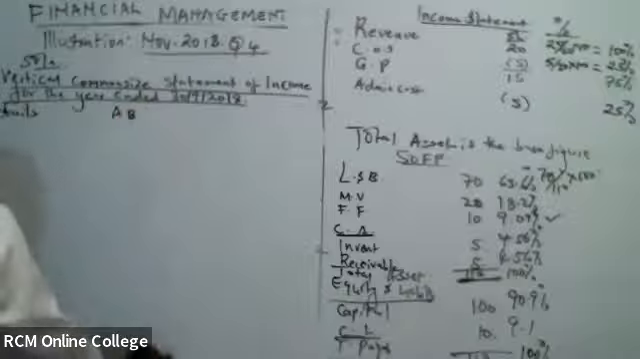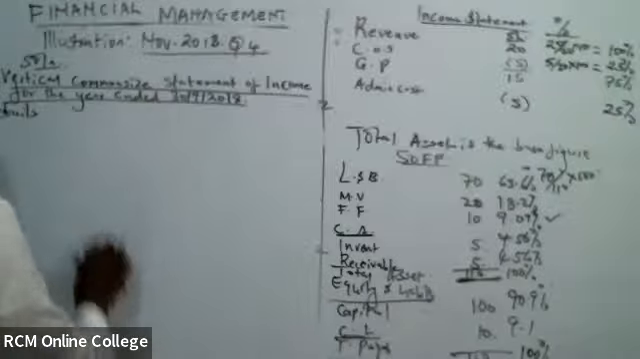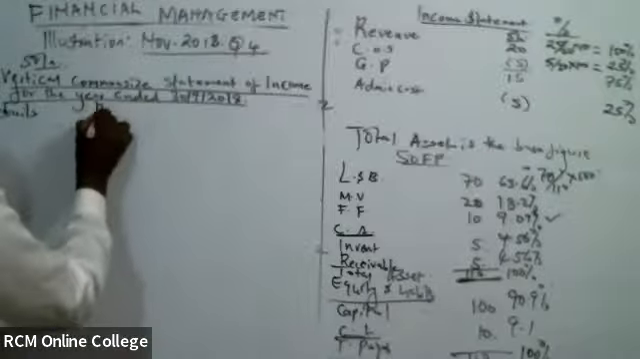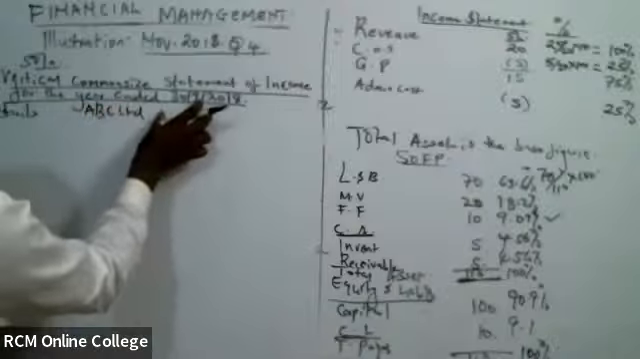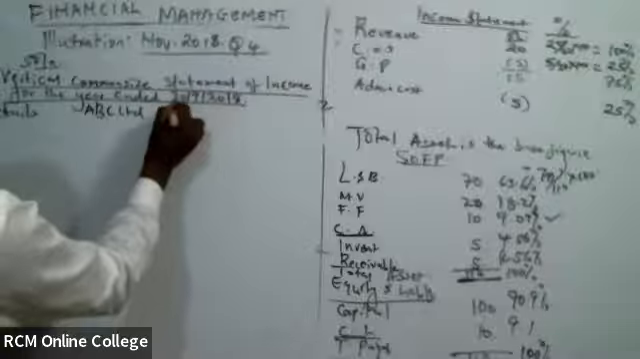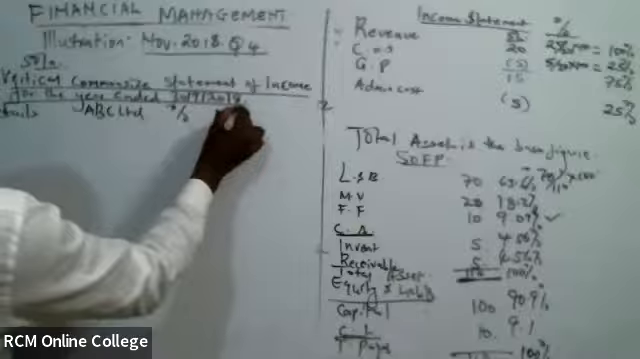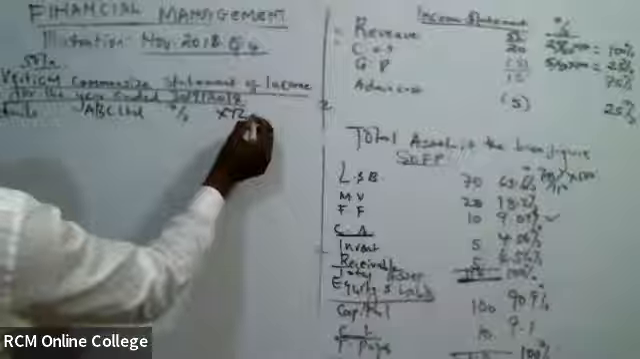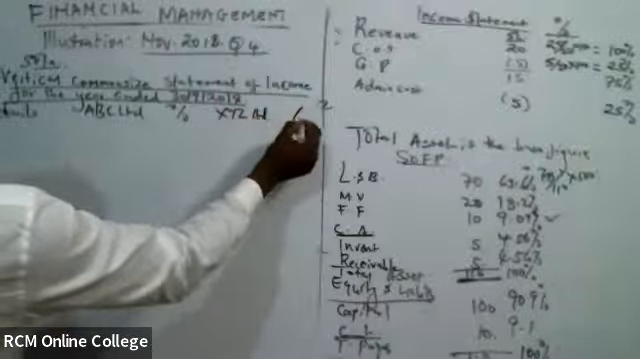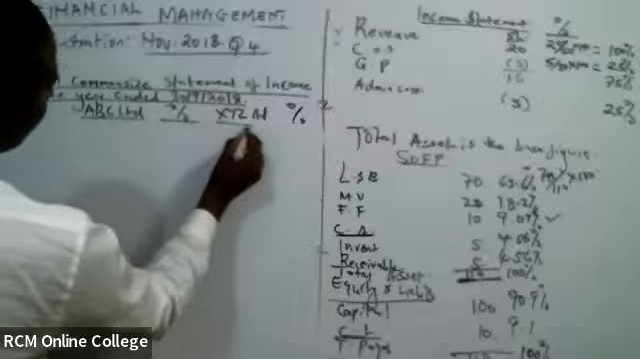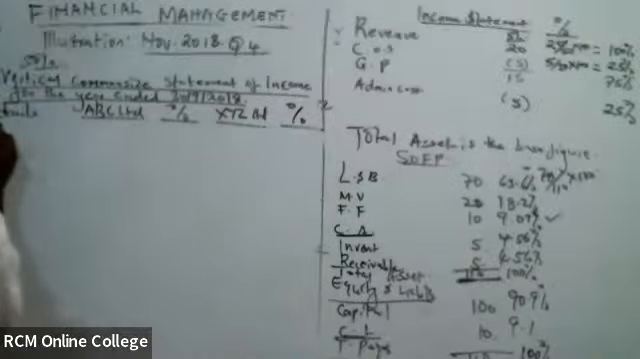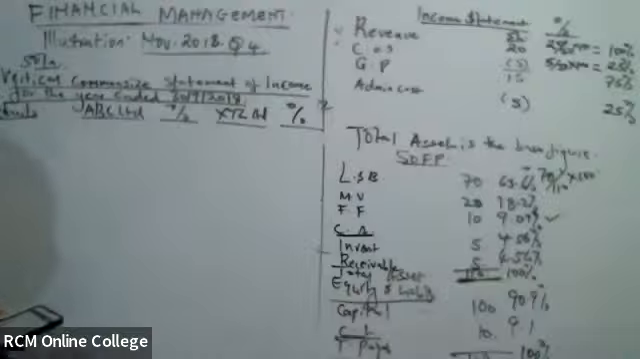ABC Limited. We have some space here for the details. ABC Limited, and you leave a space for the percentages here. And then XYZ Limited, then we have the percentage of the same. ABC Limited and XYZ Limited like that.